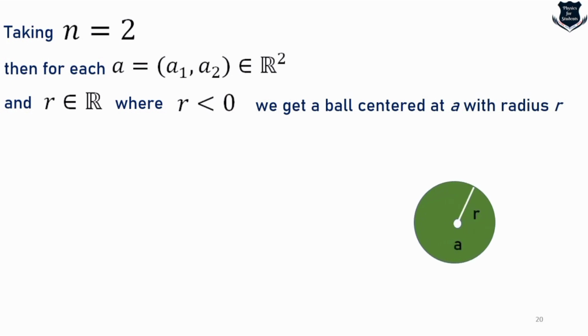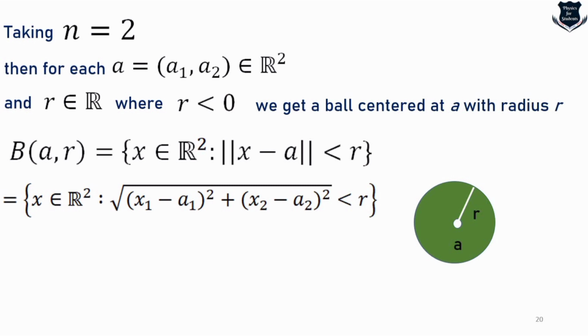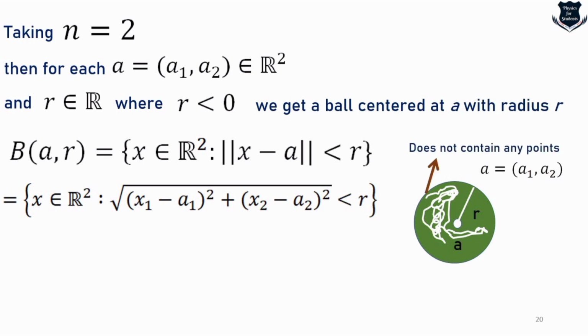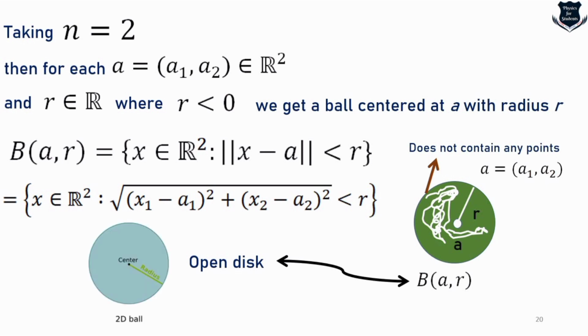Here it is, just for your visualization. We get to this calculation, the distance. One thing is important: this white area, the interior of a circle, doesn't contain any points on its perimeter. In the plane centered at a equals (a1, a2), it doesn't contain any points, and this is the open disk. This is how it looks.